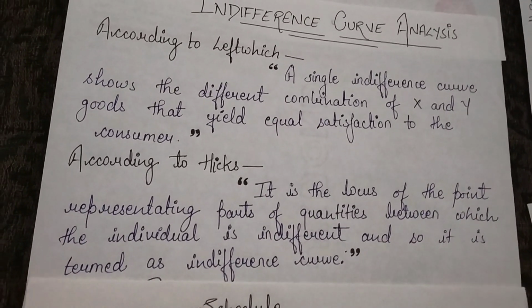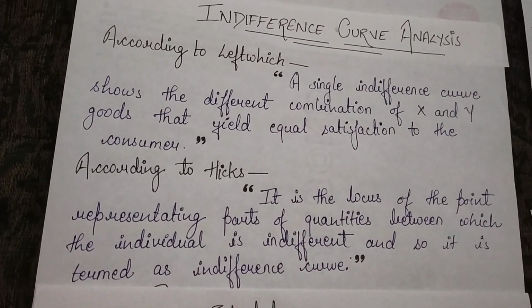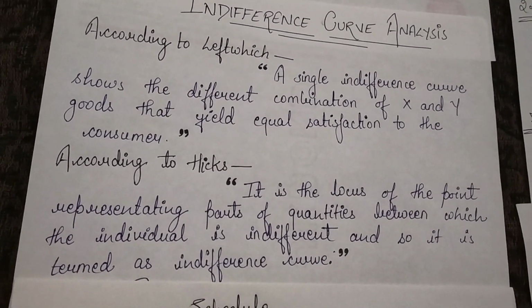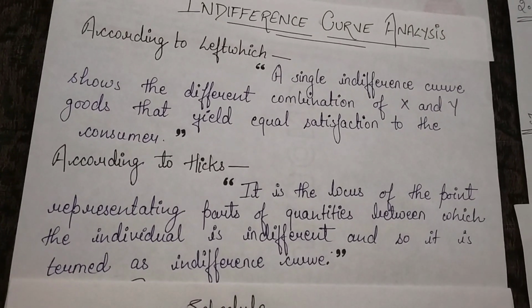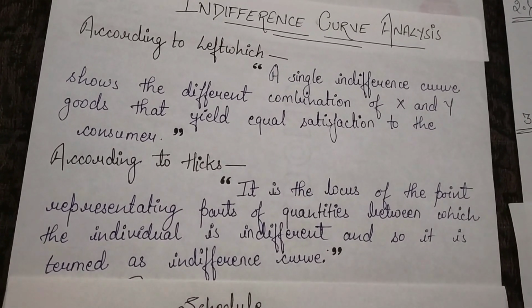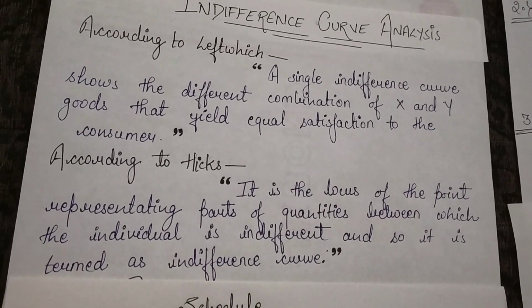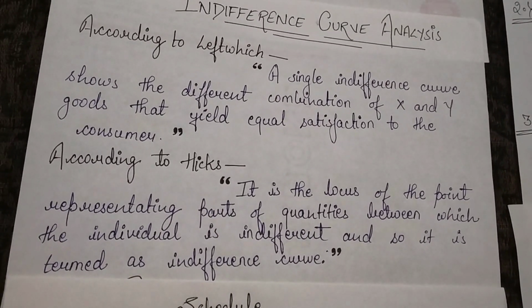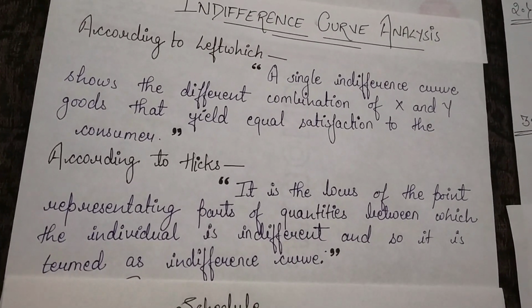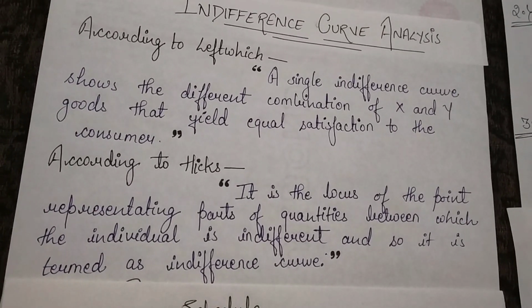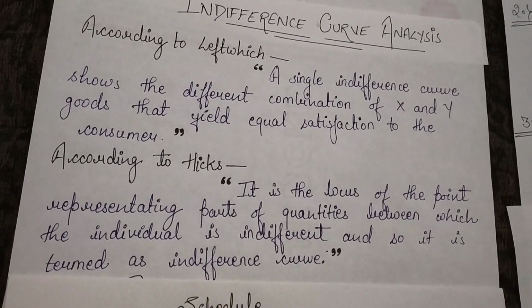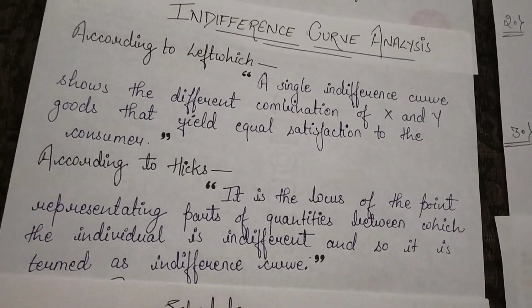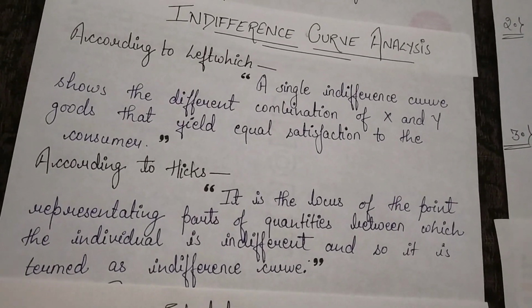So now the question arises, when is the consumer indifferent between any combinations? Such a situation arises when the consumer consumes a large number of goods and services and often finds that one commodity can be substituted for another. Therefore the consumer substitutes one good for another and can make various combinations of two goods which give him the same level of satisfaction.